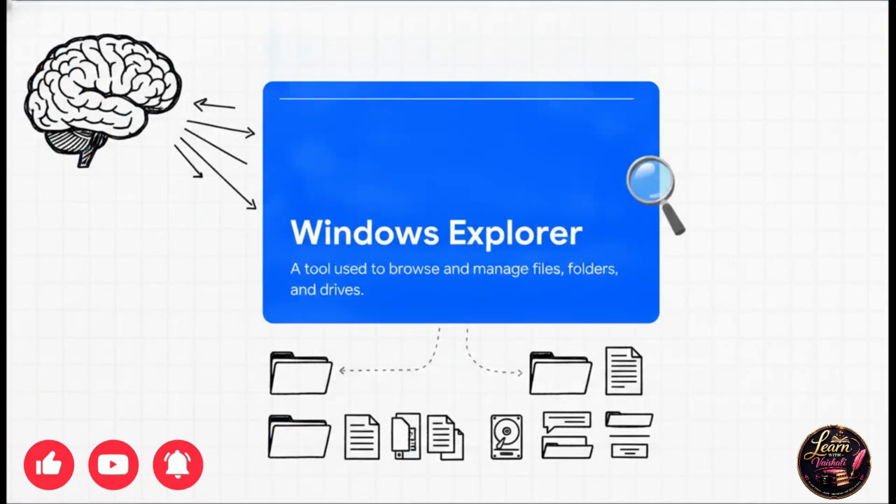So, what exactly is it? At its core, Windows Explorer is a tool used to browse and manage files, folders, and drives on a computer. You can think of it as the ultimate giant filing cabinet for your entire system. When you open it up, you're basically looking directly at the foundational structure of your computer's brain. Literally every document, every downloaded picture, every single drive is accessed through this one unified interface.